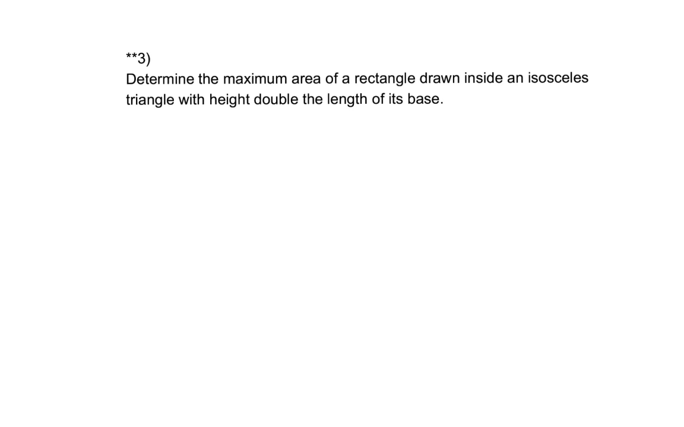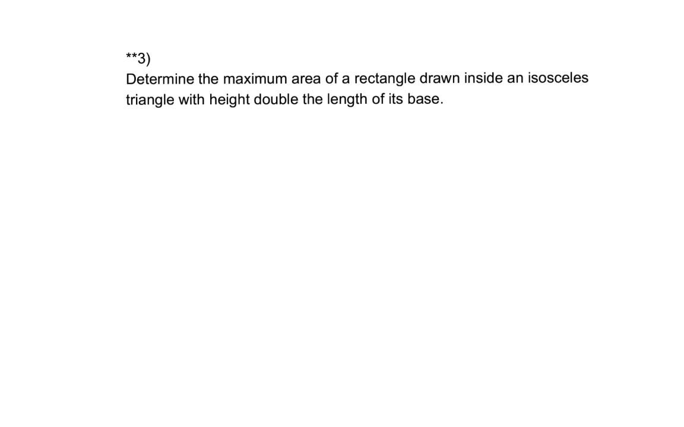It almost looks as if we have too little information given, because they are asking us to determine the maximum area of a rectangle that is drawn inside an isosceles triangle for which the height is double the length of its base. Now, what's the first thing missing? Well, for me, the first thing missing is the graph, because the first two examples that we looked at both had a Cartesian plane. Now here we don't even have a triangle that is given to us.